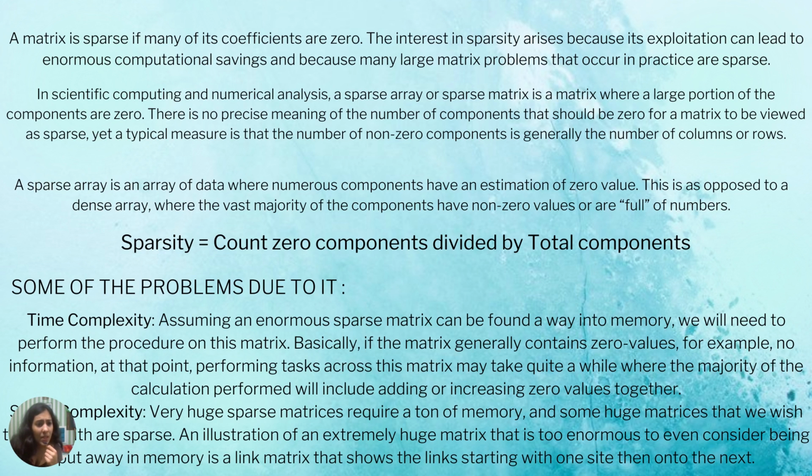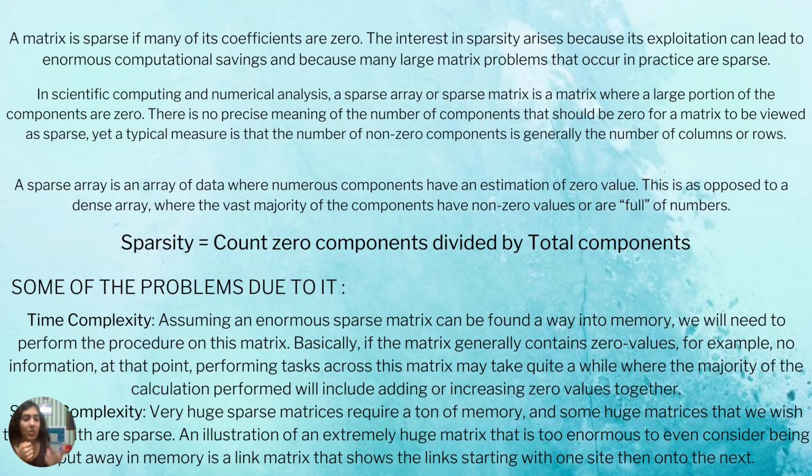There is no precise meaning of the number of components that should be zero for a matrix to be viewed as sparse, yet a typical measure is that the number of non-zero components is generally the number of columns or rows. A sparse array is an array of data where numerous components have a value of zero. This is as opposed to a dense array where the vast majority of the components have non-zero values, or are full of numbers. This is the formula for sparsity.